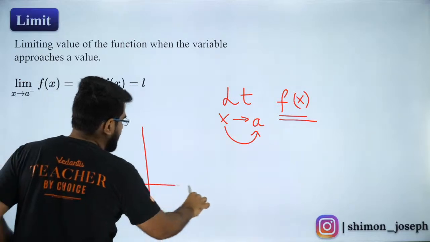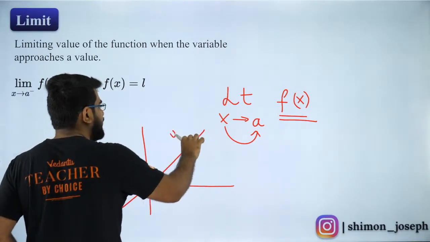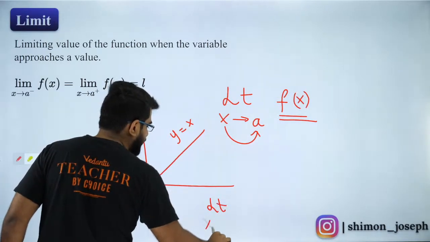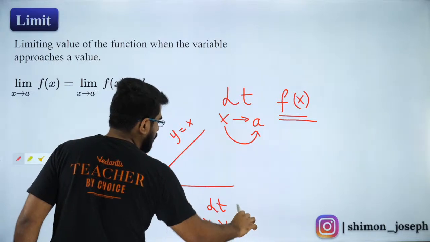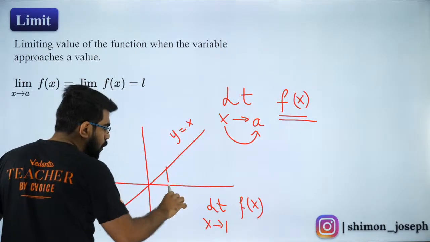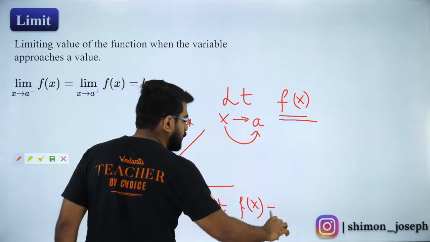So let us say you have a function y equal to x. Okay, very easy function, y equal to x. So I want to find out limit x tending to 1 of f of x for this function. As my x tends to 1, my function value will tend to 1. So don't you think this answer will be 1?